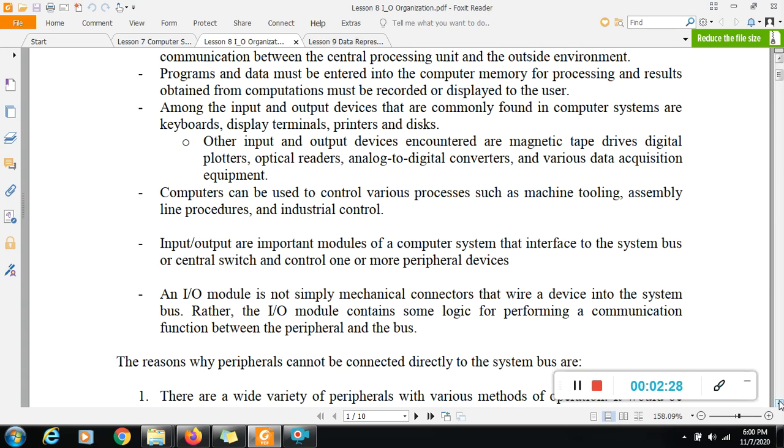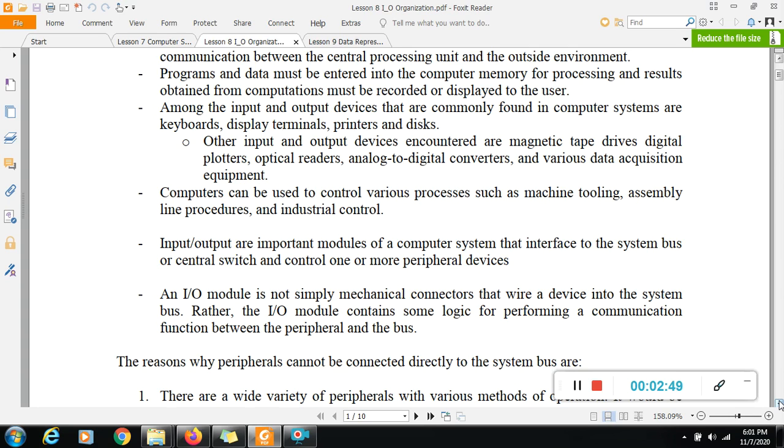Input and output are important modules of computer systems that interface to the system bus. You know now about the system bus, or the central switch, or control one or more peripheral devices. An input-output module is not simply mechanical connectors that wire a device into the system bus. Rather, the input-output module contains some logic for performing a communication function between the peripheral and the bus.